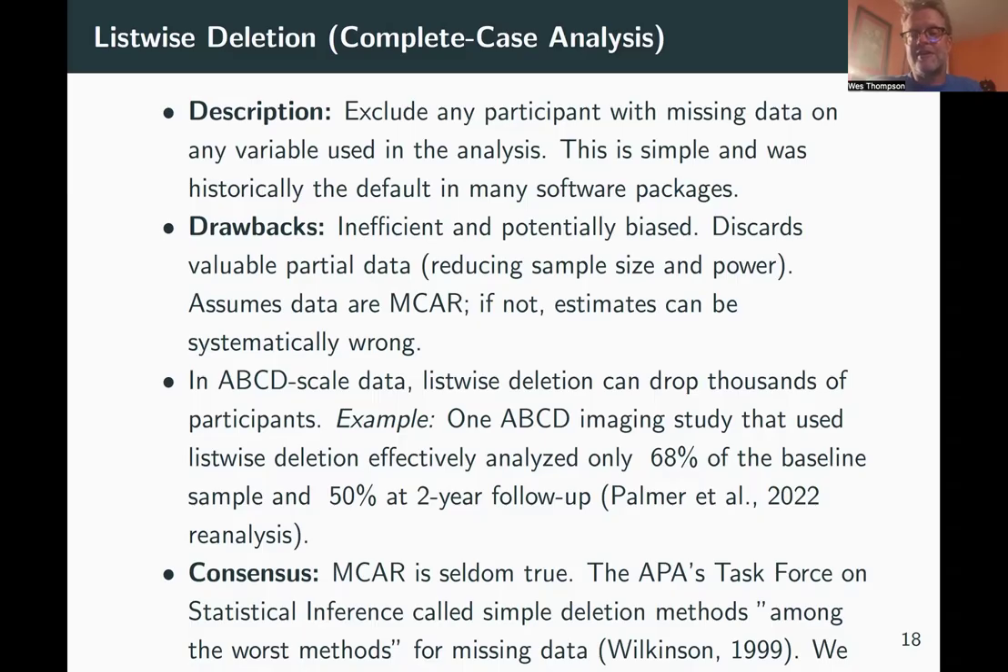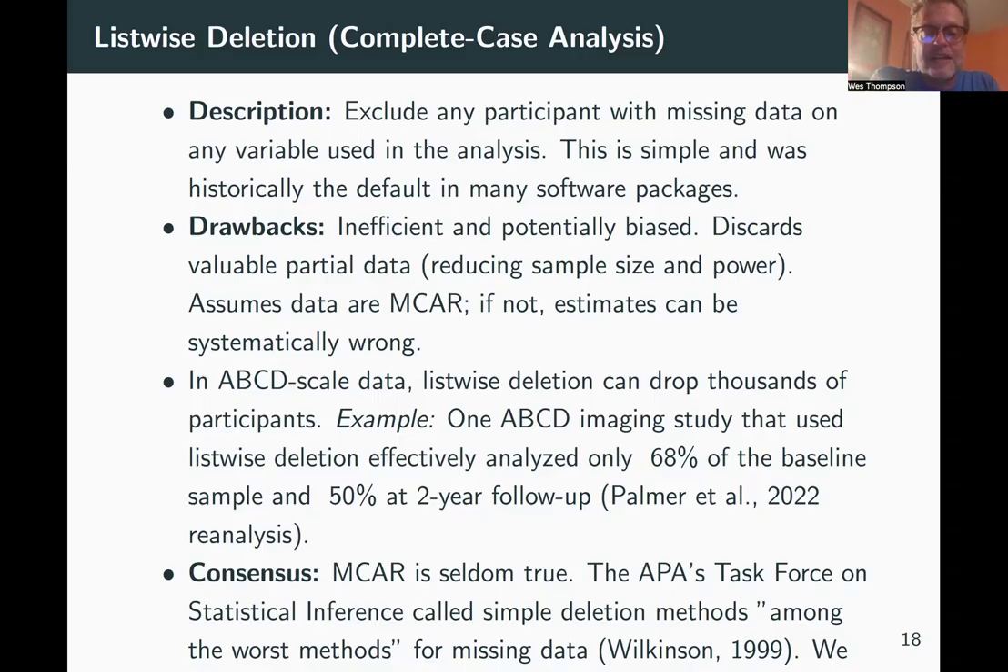Inefficient just means you're not using all the information that you have available to you because you're deleting rows in your data set, and it's potentially biased. It could discard valuable partial data, and that reduces sample size and power. And listwise deletion assumes that the data are missing completely at random. If that's the case, you're not biasing anything, but you are losing power potentially. But if it's not MCAR and you do listwise deletion, then your estimates can be systematically wrong. They can be biased, basically.